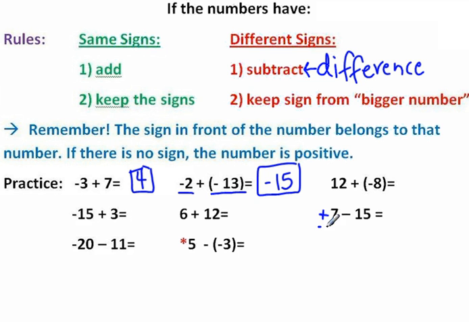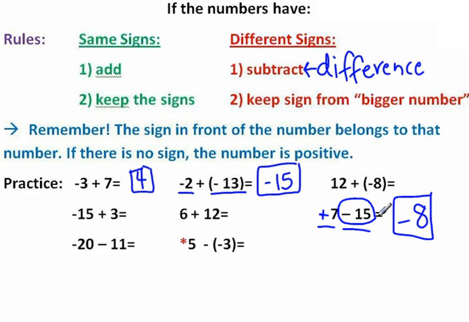I've got a +7 with a -15. Those are different signs, so we subtract. 15 take away 7 is 8. And I need to keep the sign from the bigger number. I'm just looking at the numbers, not the signs right now. I've got a 15 and a 7. Which is larger? The 15. And the 15 is negative, which means my answer will be negative.